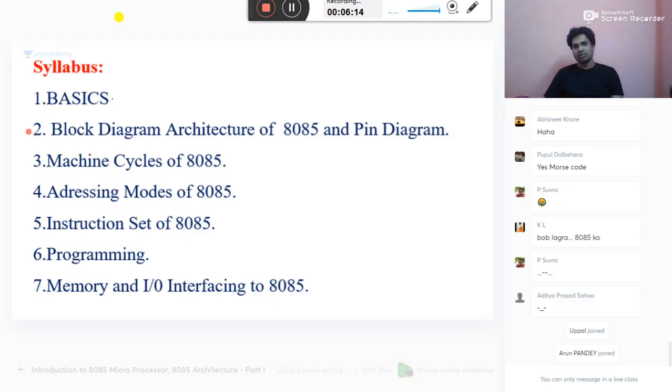If possible, then I will come to the 8085 block diagram, architecture, and pin diagram in the second session, second chapter. Then what are the operations to be performed to complete one instruction? Those machine cycles will be discussed. Then we discuss what is the meaning of addressing mode, what are available in your 8085, then the complete instruction set of the microprocessor. What are the instructions you can give to 8085, how to use them to do some job, that is programming also we will discuss. Then how to interface memory, how to interface input output devices to 8085 we discuss. So this is what we are going to discuss in our course. So let's move to the fundamental part.